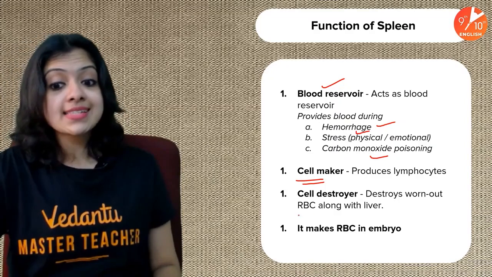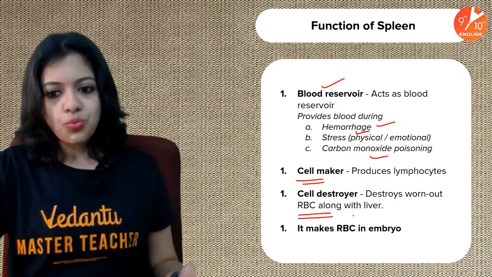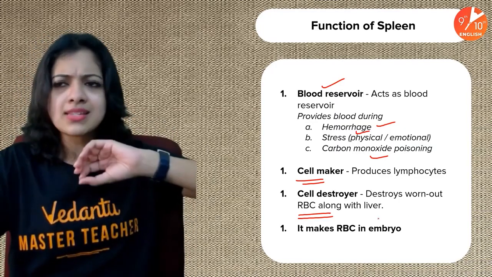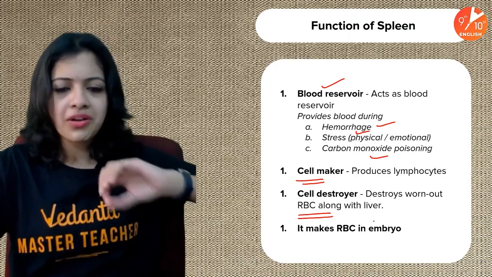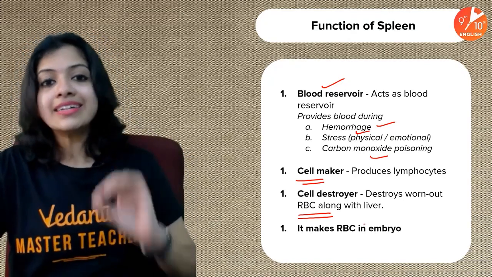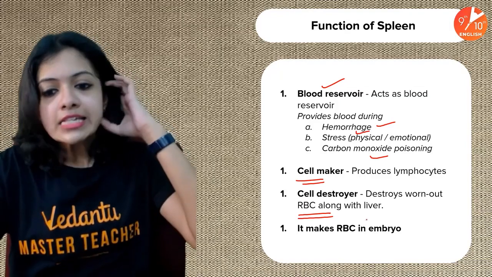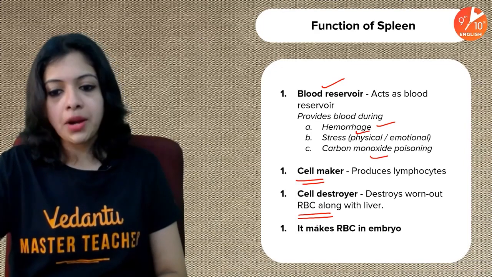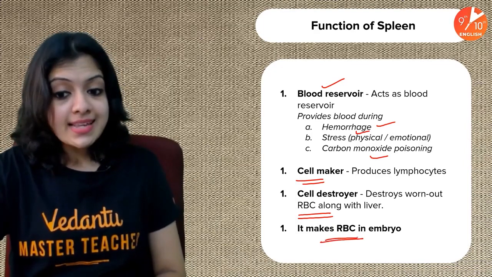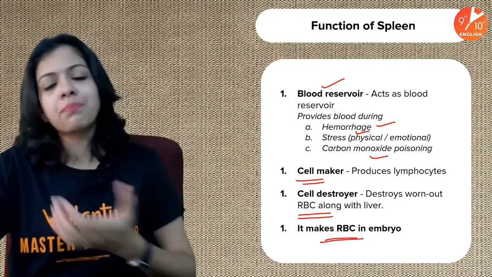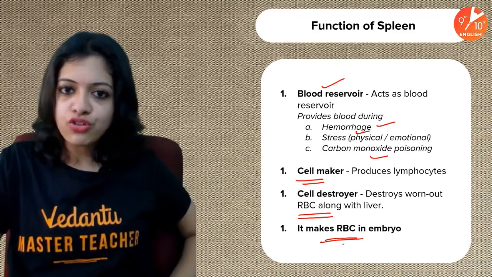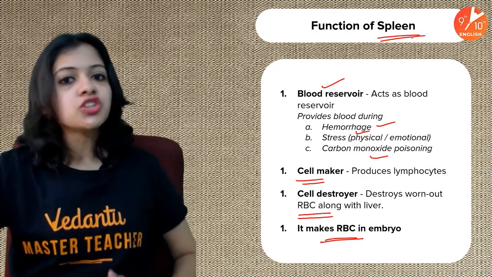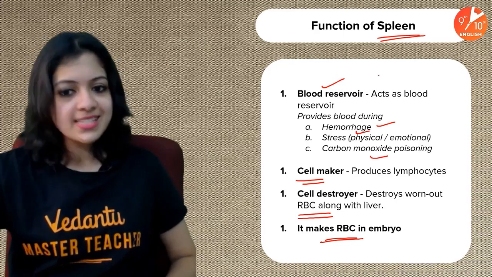It also acts as a cell destroyer. Why so? Because this is the place where worn out, which means used up and tired, red blood cells are destroyed. And yes, this destruction of RBCs is done along with the liver. It also makes RBCs in embryos, very, very important, right? So the place where a lot of our blood cells are formed as we develop is the spleen, a major organ which is part of your lymphatic system also.